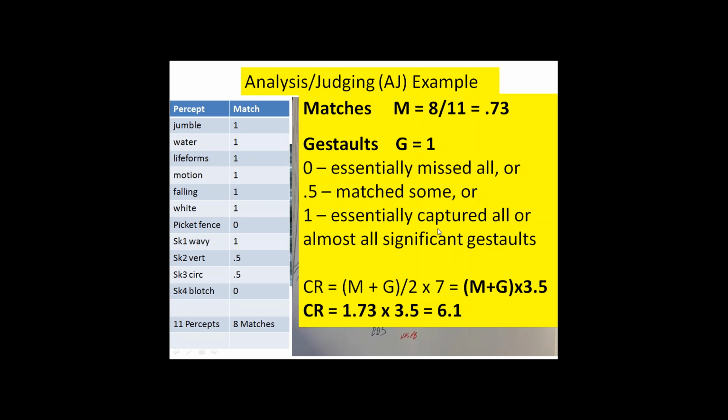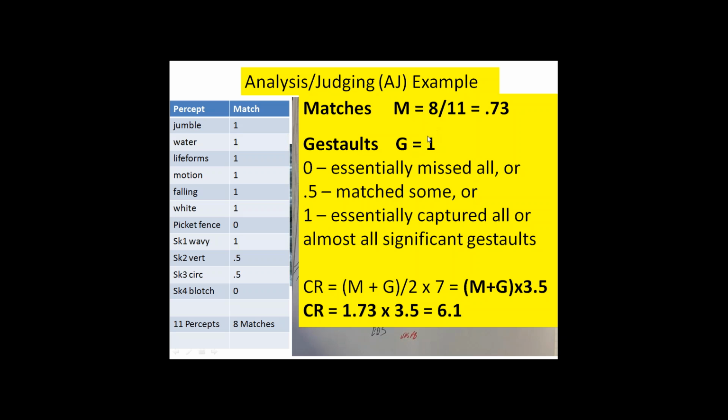I mean, for me, a 1 is going to mean if I miss 1 out of 4 or something like that, I may give it a 1. Some sort of rounding off kind of concept here. If I'm not sure that the gestalts were really grasped, then I might give it a half if there were some, and it might be 0. So you just sort of missed all the big picture gestalts. But here, between the motion and the life forms and all the things, I gave it a 1.